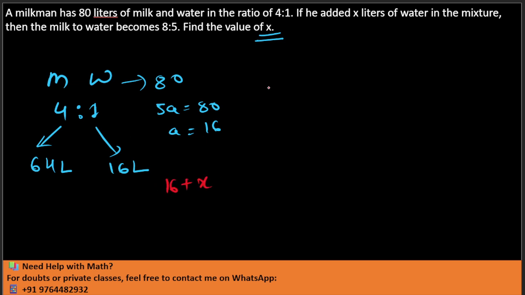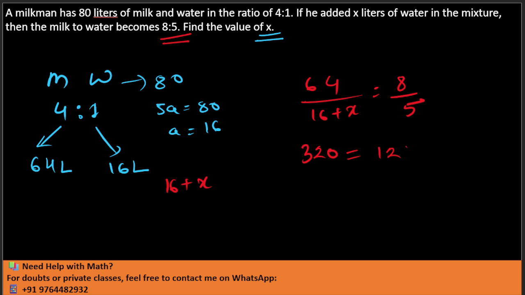And now if we are taking ratio, then it will become 8 is to 5. So let's see, 64 upon 16 plus x, and this equals to 8 and 5. Okay, by taking cross multiplication it will be 320. 5 multiplied by 64, it will be 320. So 320 equals to 16 8s are, it will be 128, right? So 128 plus 8x.